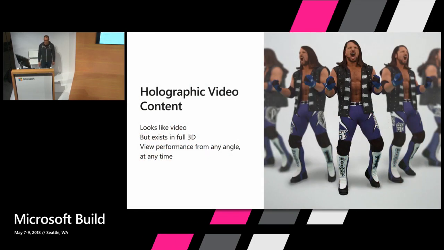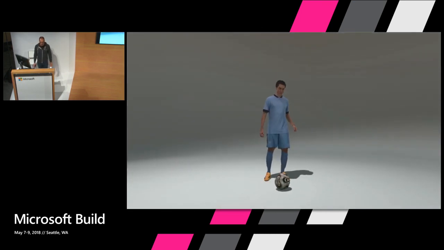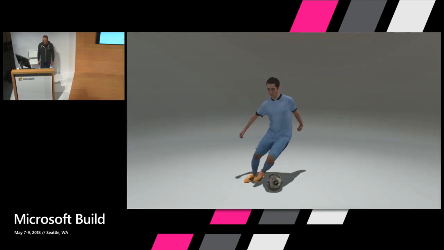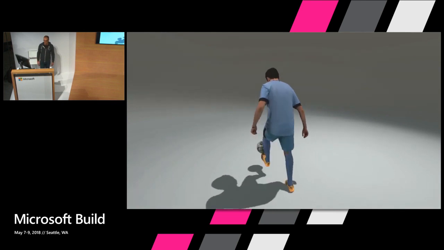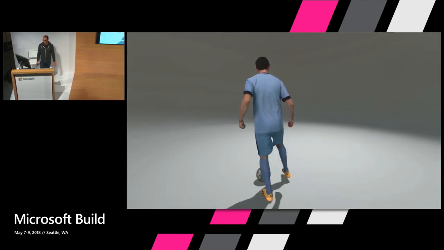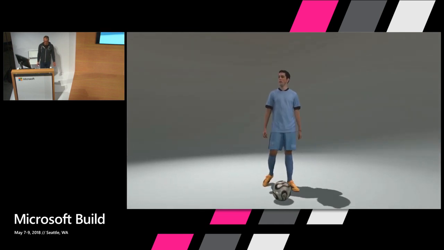So first, what is a hologram? Well, here you see WWE superstar AJ Styles as a hologram. He looks like video, but he exists in full 3D, so you can see him from any angle. This is what it usually looks like when I open up a hologram in our review app. I can view the hologram from any angle. He's actually spinning around here, and he looks pretty great. Come on, back around. There he is.